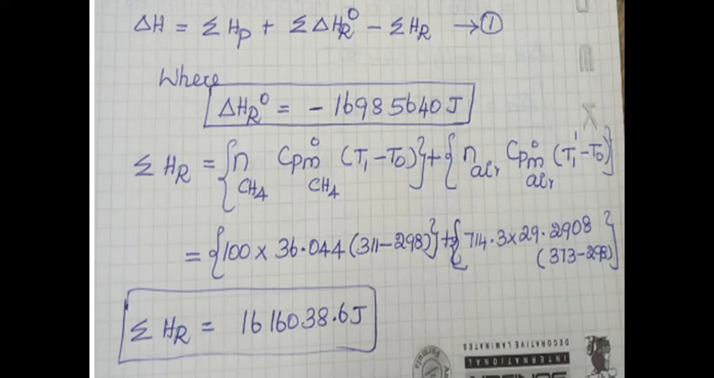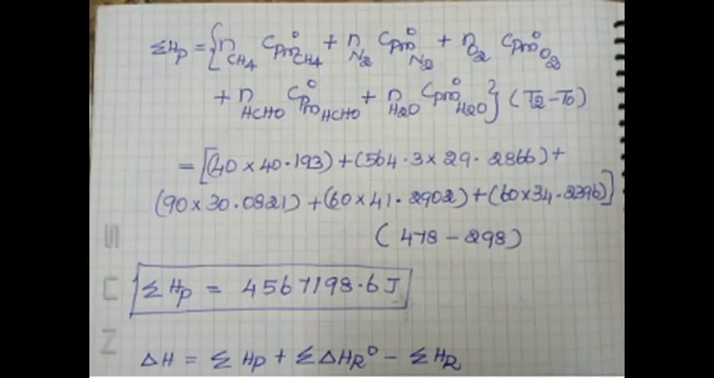Cp m dot air is given data. Substitute the value. T1 dash is also given data. Air entering into the reactor is 373 Kelvin. T0 is the reference temperature. Substitute all these values, find out summation of HR: 1616038.6 joule. Next we are going to calculate summation of enthalpy of product.